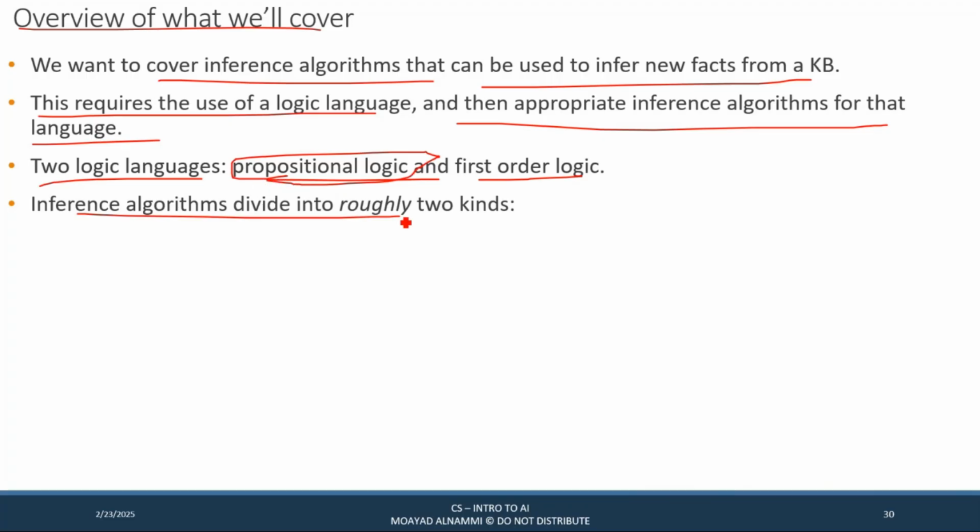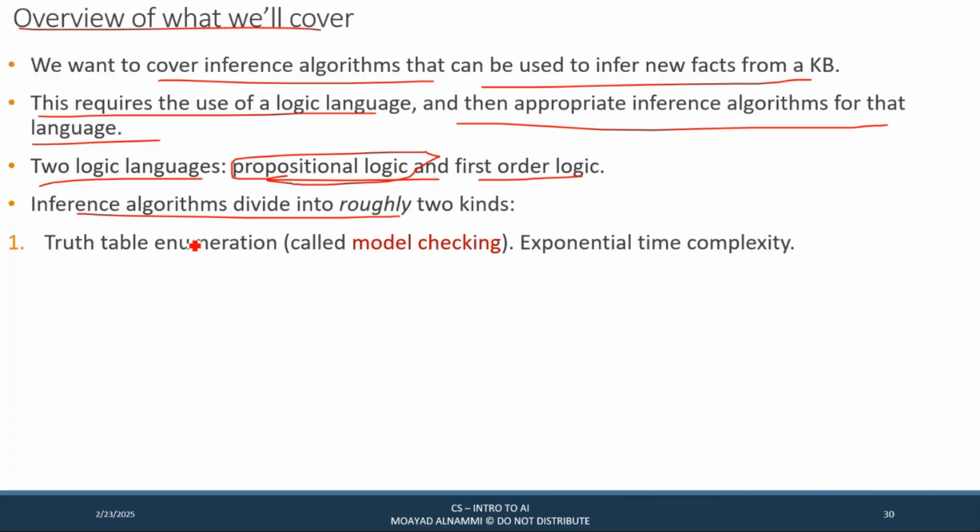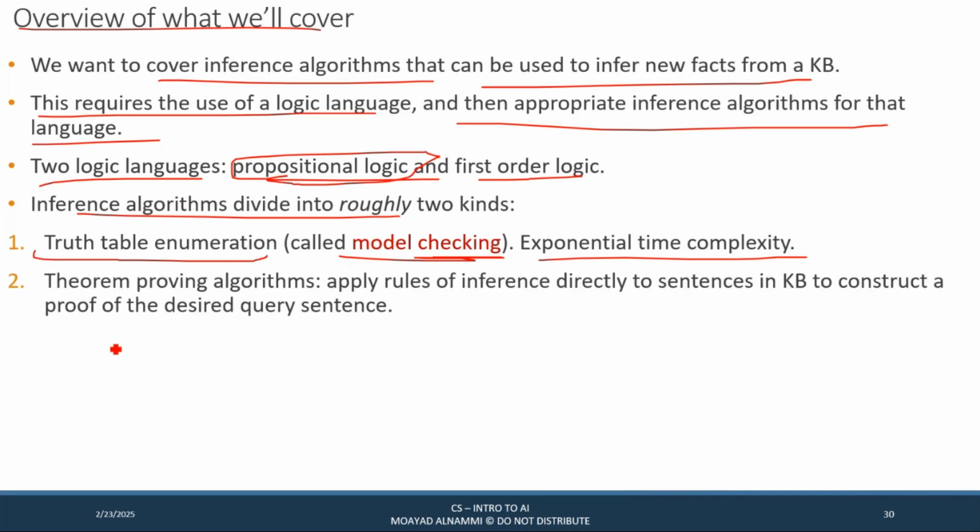And inference algorithms can be divided roughly into two kinds. You have truth table enumeration type algorithms. This is called model checking, which you've just seen an overview of. This has exponential time complexity. And you have theorem proving algorithms. These are algorithms that apply rules of inference directly to the sentences in your KB in order to construct a proof. Constructing a proof means inferring the desired query or sentence.